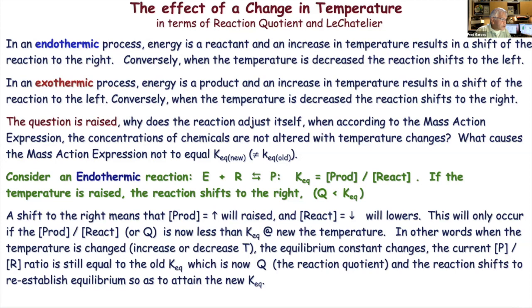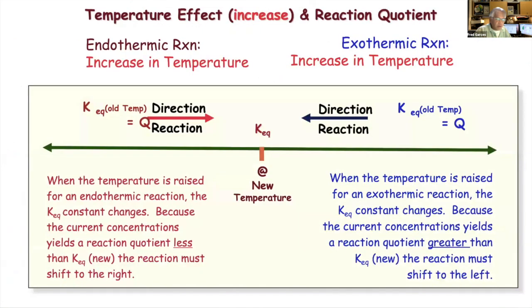And so the words here kind of tell you something to that effect, okay? It basically says, why does the reaction adjust itself when, according to the mass action expression, the concentrations of the chemicals are not altered by temperature change? Well, it has to do with the fact that the equilibrium constant changes. So here's a summary of what I just said. This is true for an endothermic reaction. The new equilibrium constant is going to be bigger than the old equilibrium constant, which is now Q. The reaction proceeds to the right. On the other hand, for an exothermic reaction, if you raise the temperature, the reaction shifts to the left.